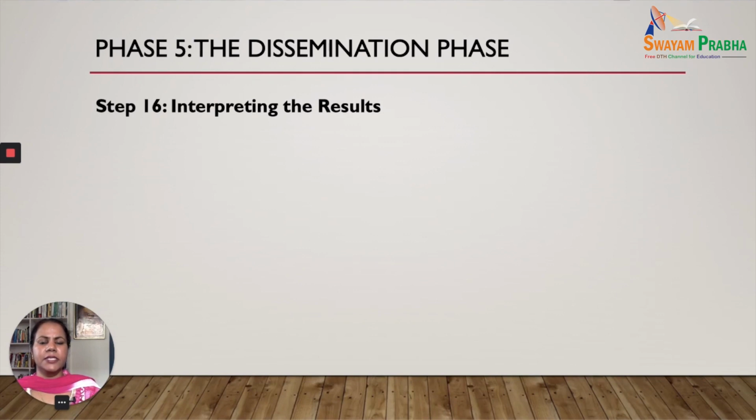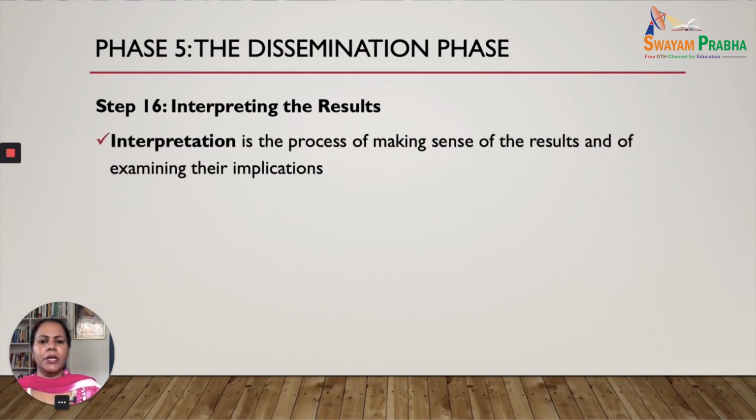Then step 16 is interpretation of the results. Now, what is interpretation? It is the process of making sense of results and of examining their implications. So interpretation means whatever results you have got after the analysis, you need to interpret them from the point of view of your research study. And you need to see whether the results you have got are similar to the previous studies or different. Then you may need to give the basis for why your results differ from the previous studies.